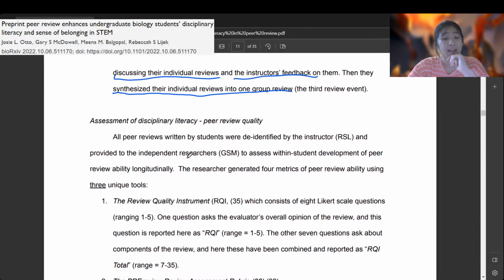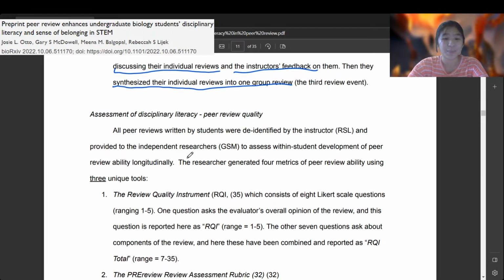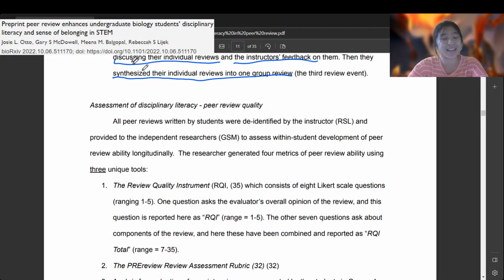Okay. Assessment of disciplinary literacy, peer review quality. So this is the big test, because the big deal with not teaching undergraduates peer review and how to give feedback on research is that currently there's a belief that undergraduates are basically too stupid to give good feedback. So if this is successful, hopefully, these undergraduates should be able to provide feedback that is at the same level of quality as an expert who has lots of knowledge in biology. So let's see how this goes.